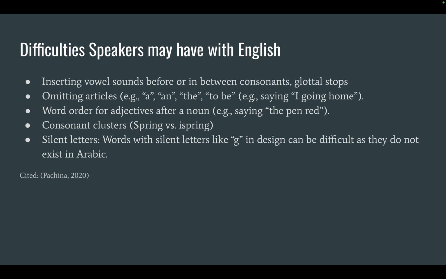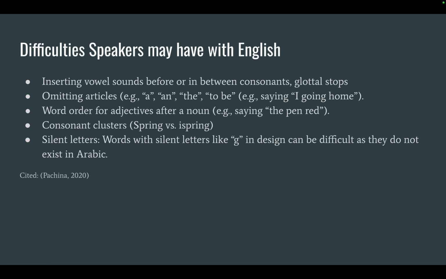The slide continues with difficulties that Arabic speakers may have with English. Arabic speakers tend to add vowel sounds before or in between their consonant sounds by creating those glottal stops that were mentioned. Also, consonant clusters do not exist in Arabic. So a word like spring that has that tri-blend of SPR is not something found in Arabic. So students may add a vowel in front of it and pronounce it as "ispring."